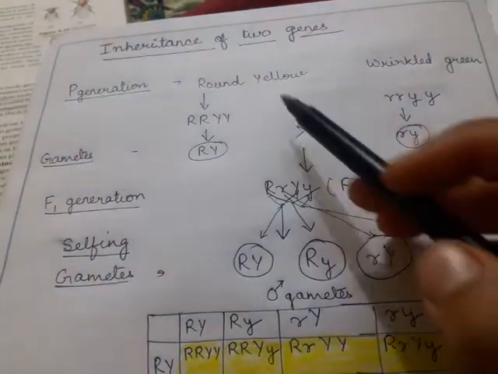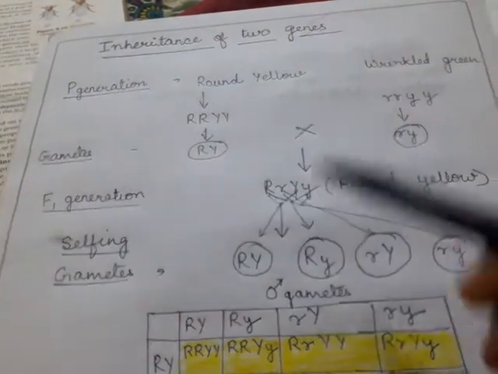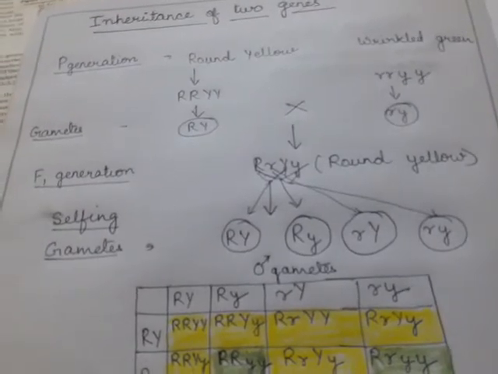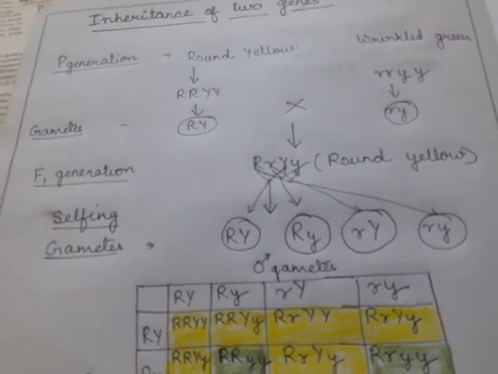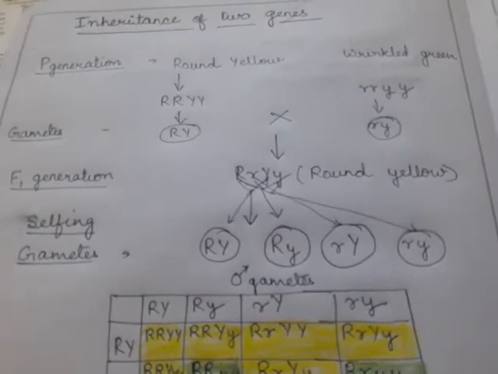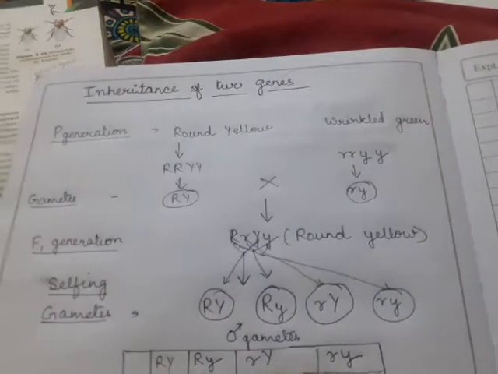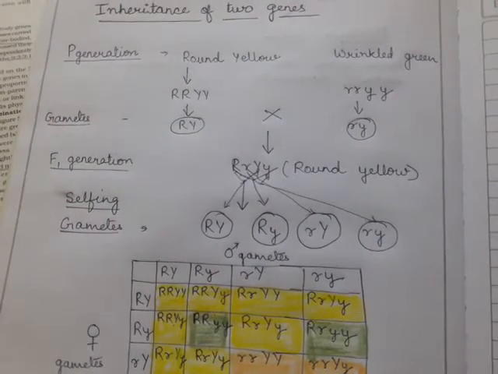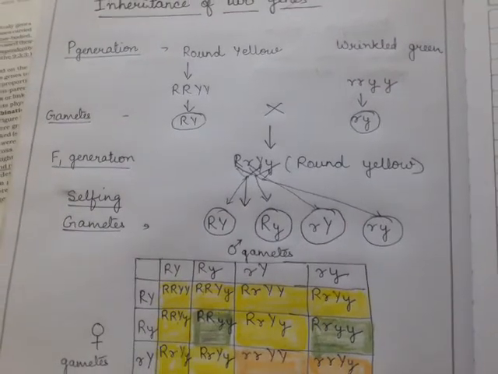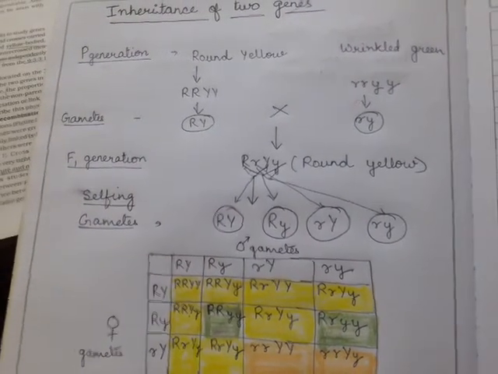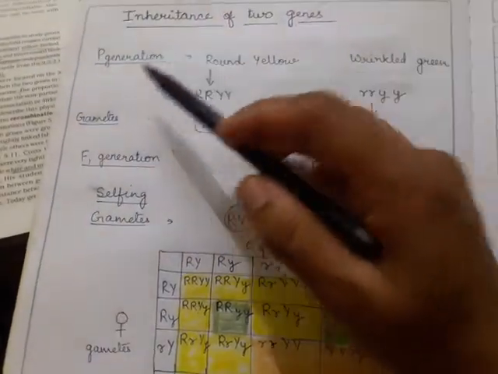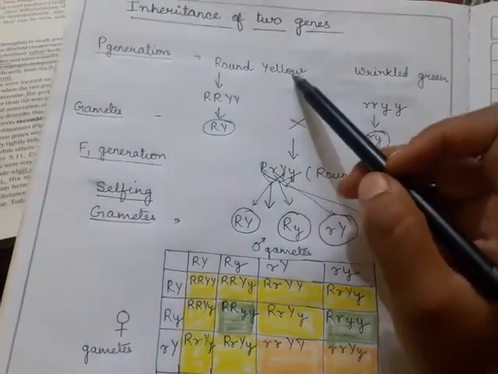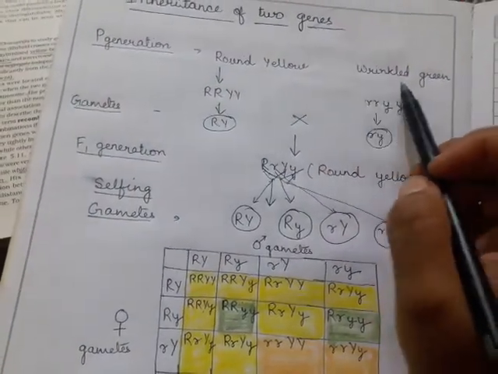So what are the two genes taken in this experiment? Here it is round yellow and wrinkled green. Round is one allele of shape, and yellow is an allele of color. So the two genes taken are: one gene is shape and the other gene is color.